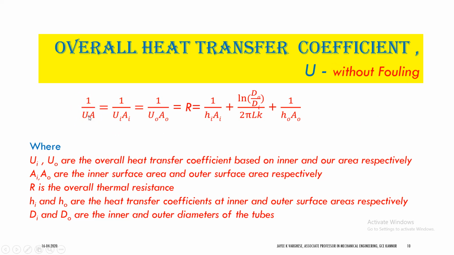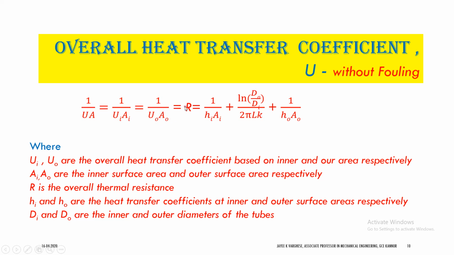For example, we have circular surfaces, then the overall heat transfer coefficient can be given by 1 by UA, where U stands for the overall heat transfer coefficient and A stands for the area. So 1 by UA will give the overall resistance, which can be calculated based on either the inner area or the outer area, that you have already studied in the first module.